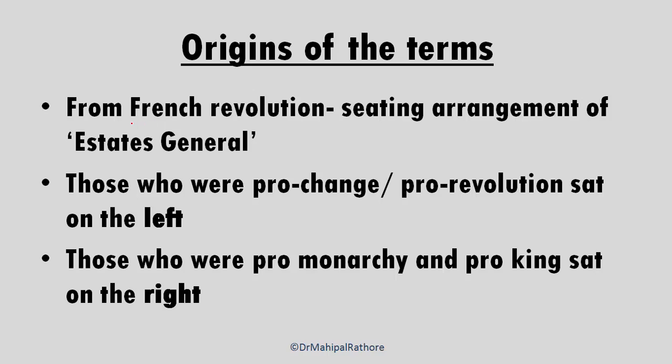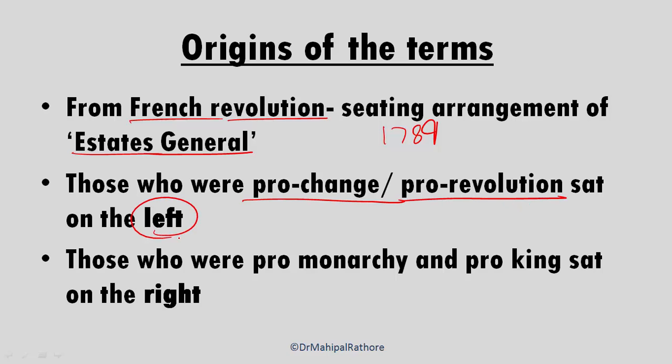They originated in the French Revolution in 1789, when the French emperor called for the Estates General. The Estates General was nothing but an assembly, a meeting of all the people of the country. In that meeting, there were people who were pro-change, who wanted revolution. They were the common people. They sat on the left side.